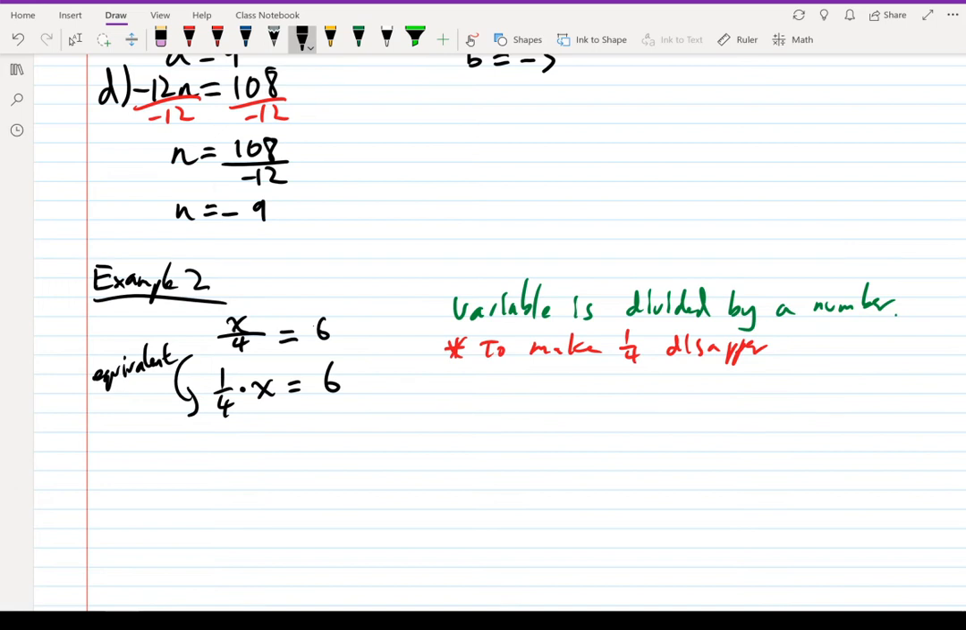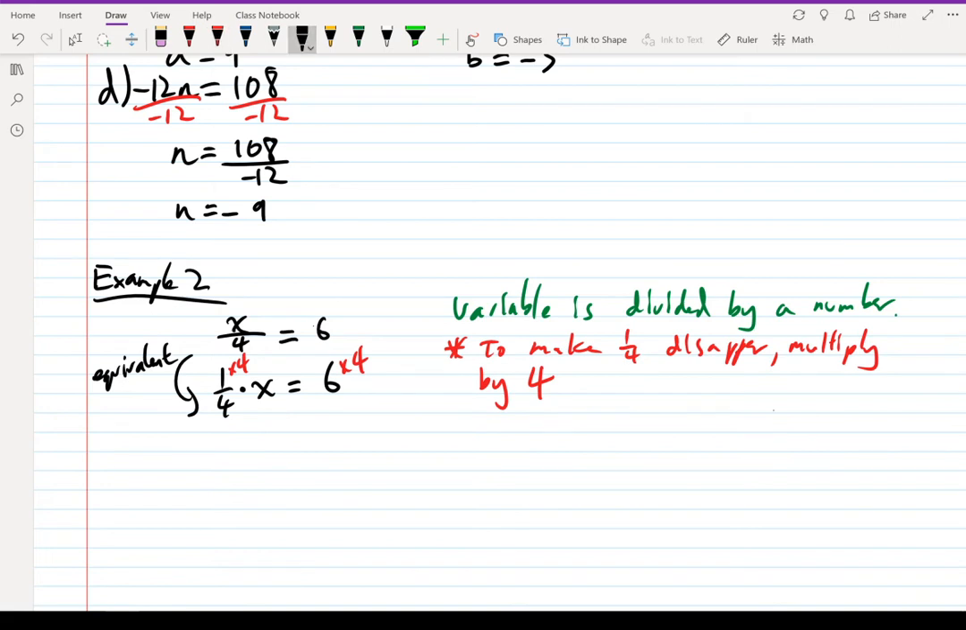So it's the same as 1/4 times x is equal to 6. And so the coefficient of x is 1/4. And so in order to make the 1/4 disappear, the easiest way is to multiply by 4. And so 4 times 1/4 would make it 1, and so we only have x left. And so what we have to do in this case, we're going to multiply by 4 on this side, and we're going to multiply 4 on the other side.